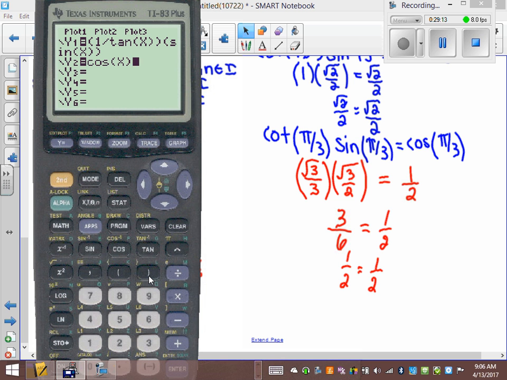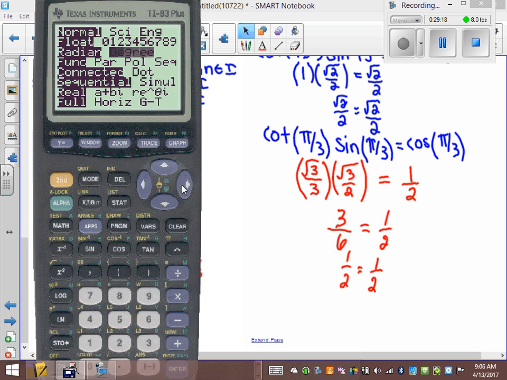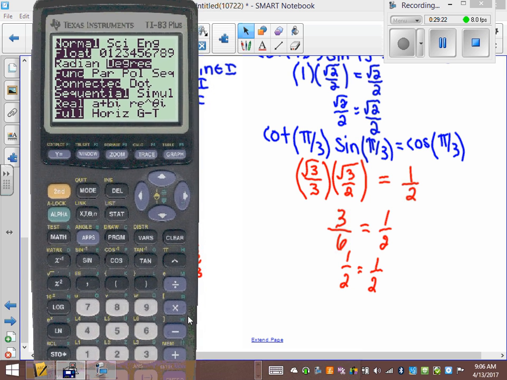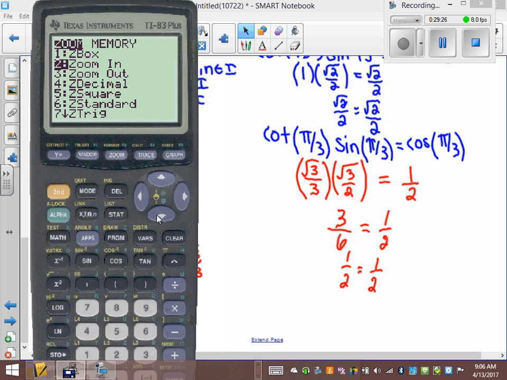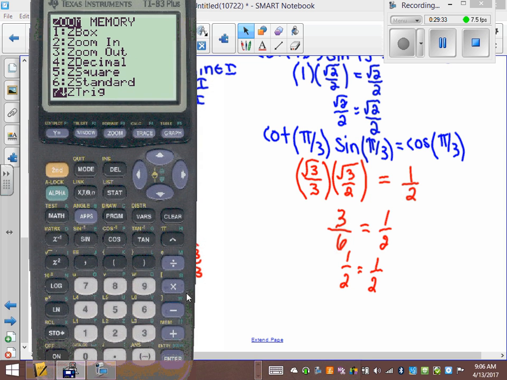Now, I'm going to show you something. I'm going to pick my mode, and I'm going to pick degrees because I just feel like it. I have to pick my mode first. I hit enter. And then I'm going to go zoom trig, and it's going to zoom my calculator into a window where I can probably see it at the very least.